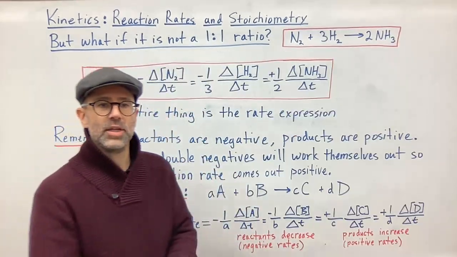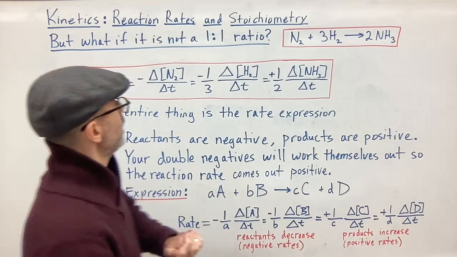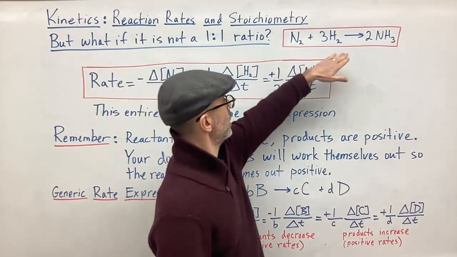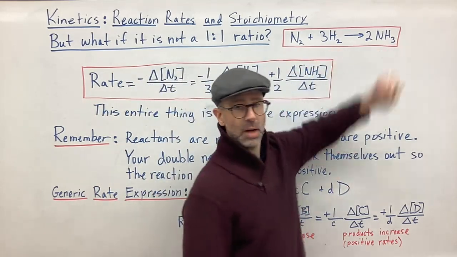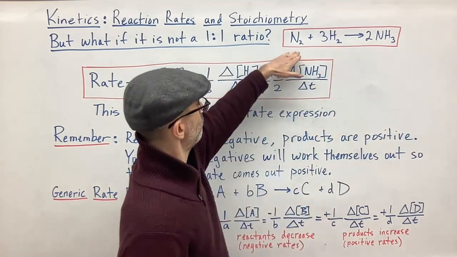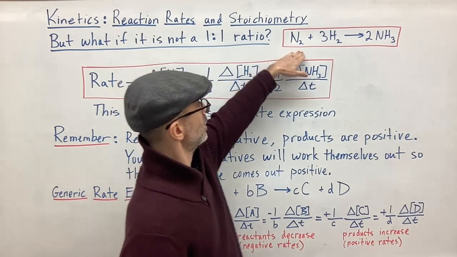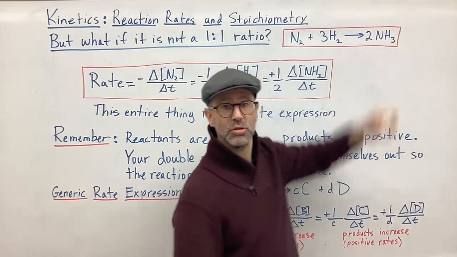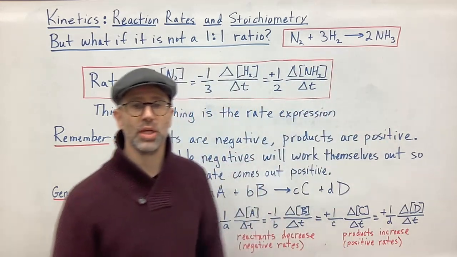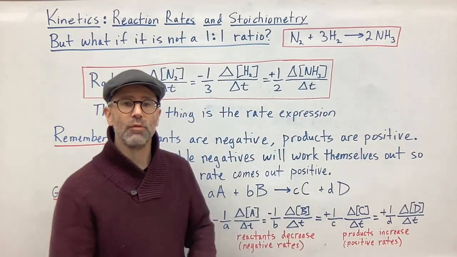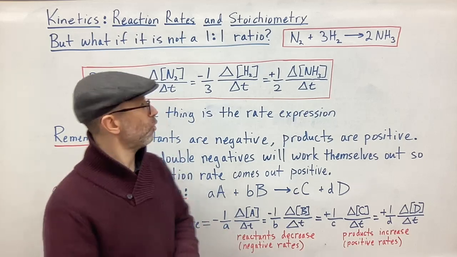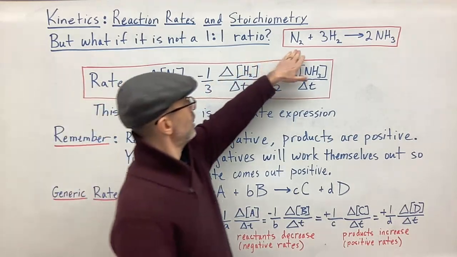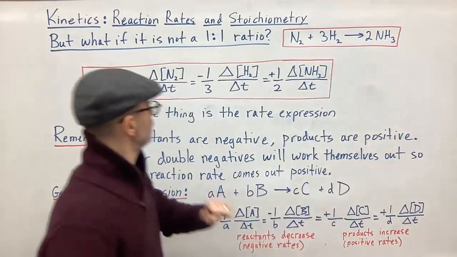Okay, so here's another example. Here we have our new reaction, which has nitrogen reacting with hydrogen to form ammonia. So 1 mole of nitrogen requires 3 moles of hydrogen in order to create 2 moles of NH3, ammonia. And if we were to write out the reaction expression for this, we could write it out for each of the reactants or the product.